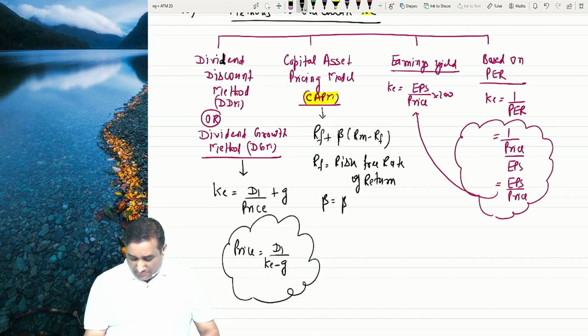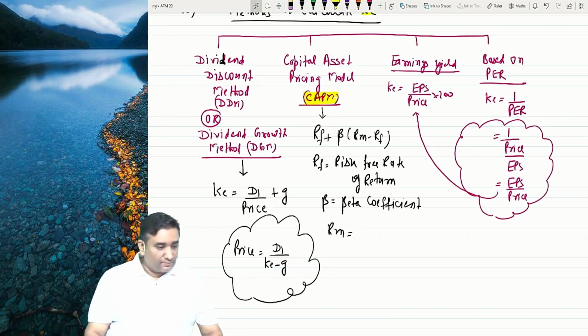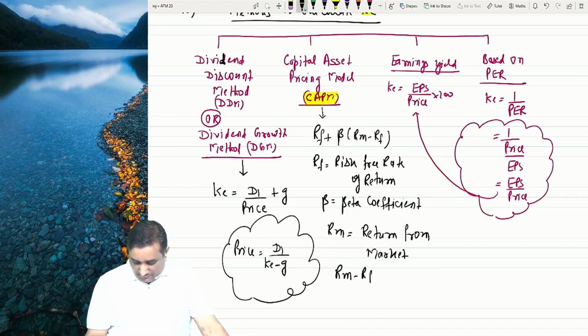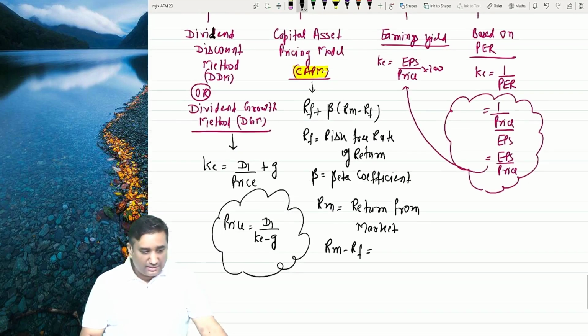Beta, what we learned, is the beta coefficient. RM is equal to return from market. And RM minus RF is known as market risk premium.